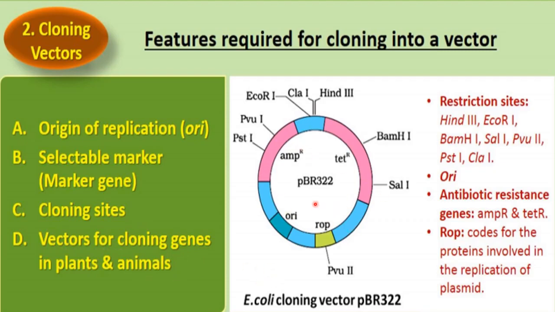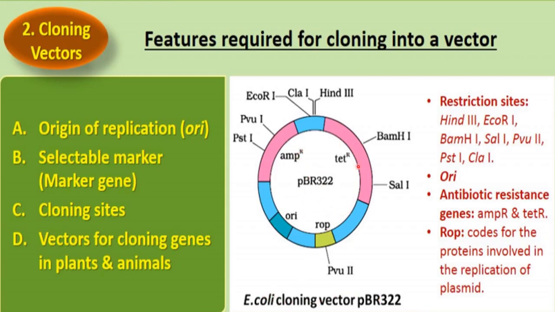This is a cloning vector. The name of this cloning vector is pBR322, an E. coli cloning vector. This means this vector is used for transferring the DNA, the gene of our interest, into E. coli. So this is a cloning vector for E. coli. Now what are the features of this pBR322?